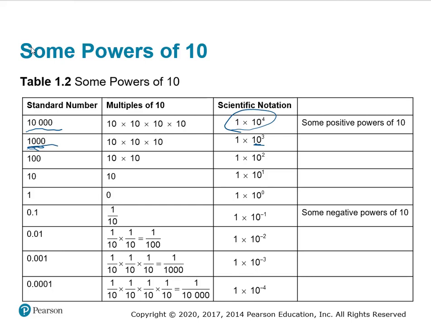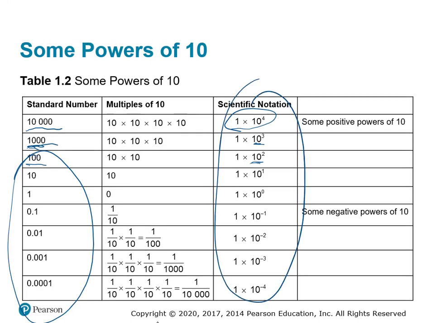1,000 is 1 times 10 to the 3rd. 100 is 1 times 10 to the 2nd. Take a minute and look at these to see if these numbers make sense written in this scientific notation.